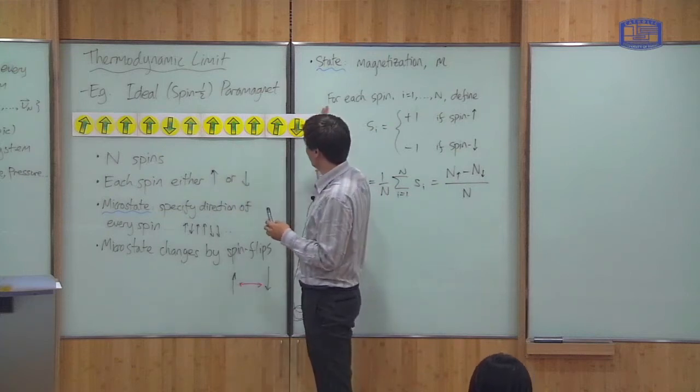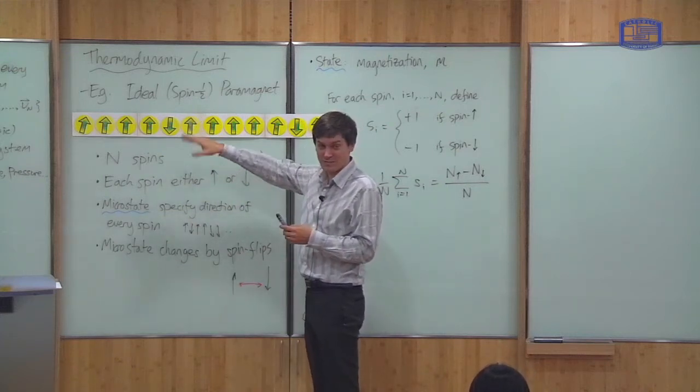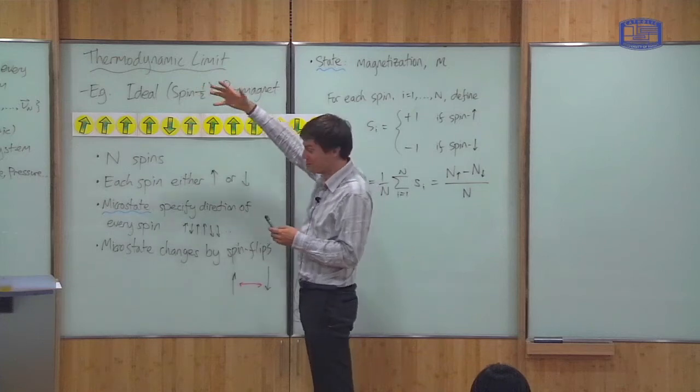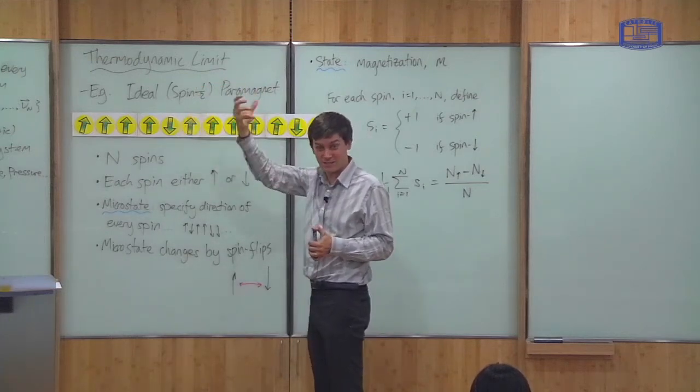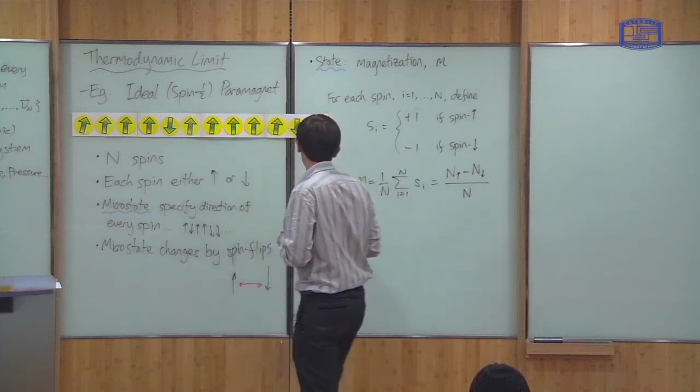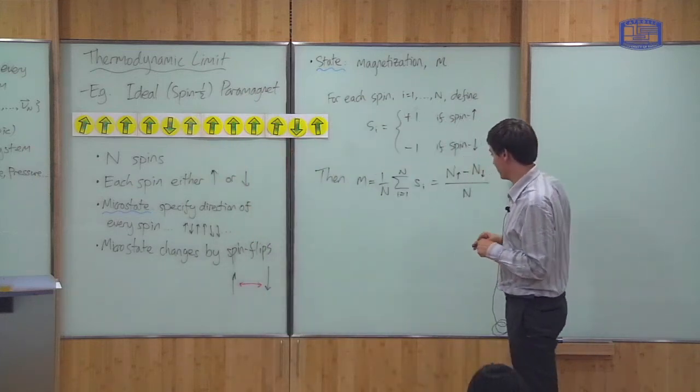Like I said, if most of the arrows are pointing up, this means that M is plus something. That means it will generate a magnetic field, and this I can measure. So this is a state property, a large scale property of the system.